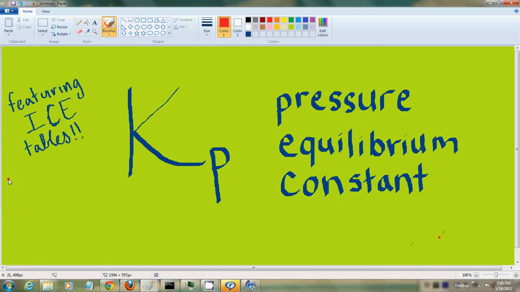Now, the equilibrium constant. Let's talk a little bit about it. The most common equilibrium constant that you've probably learned is K equilibrium, or Kc. And this deals with the concentration of your products and reactants. Today we're going to be dealing with Kp, which is the equilibrium constant dealing with pressure. So let's get started.